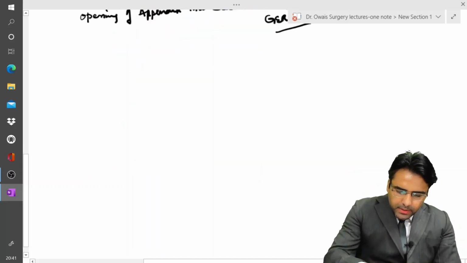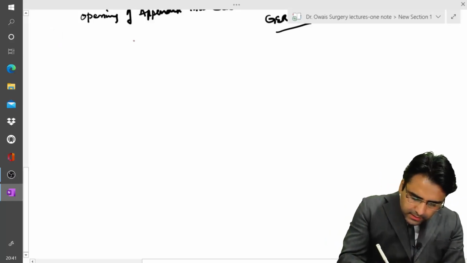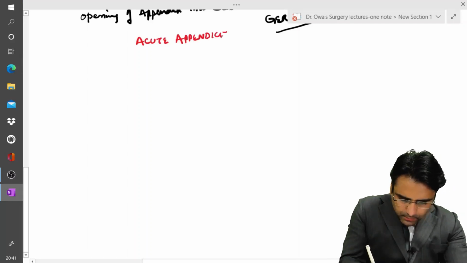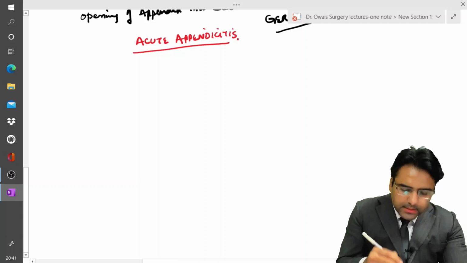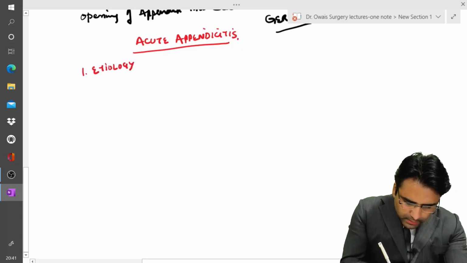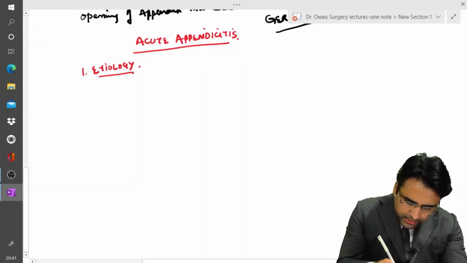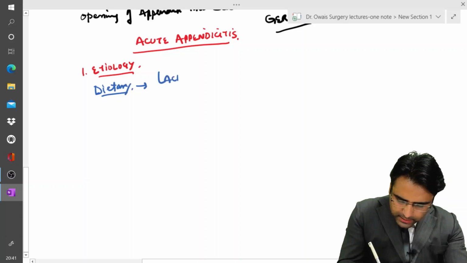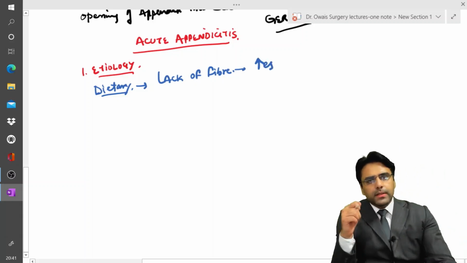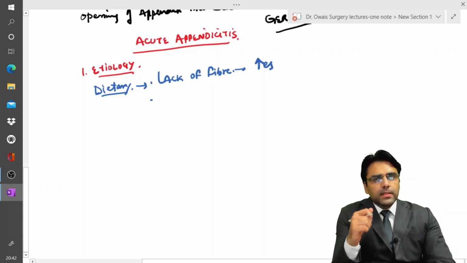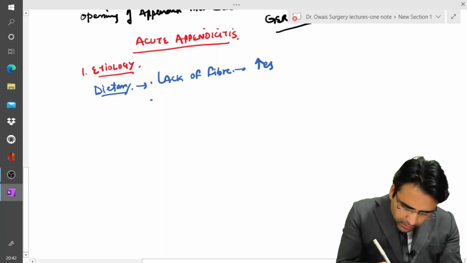Now, the next important topic is acute appendicitis. Let us discuss acute appendicitis. First, let us discuss the etiology. The first important etiological factor is dietary factors. It has been seen that a lack of fiber in the diet increases the chances of acute appendicitis, whereas adequate intake of a fiber-rich diet decreases the chances of acute appendicitis.